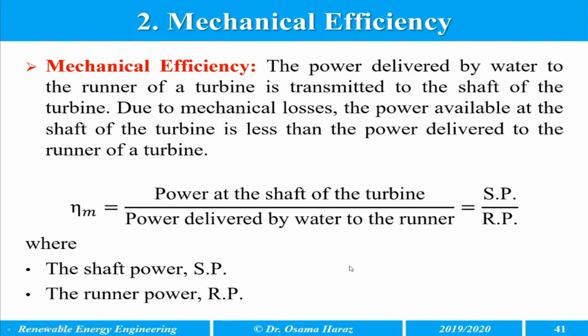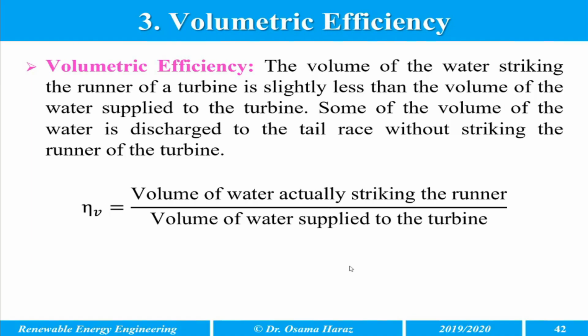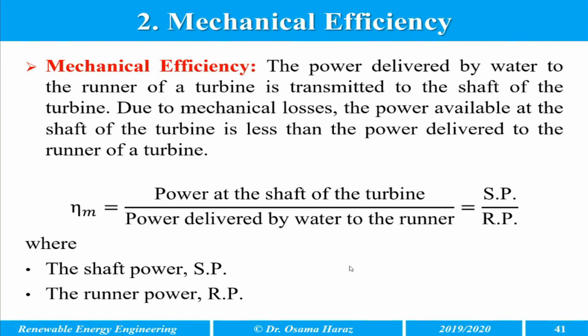The second type of efficiency is called mechanical efficiency. The power delivered by water to the runner of the turbine is transmitted to the shaft of the turbine. Due to mechanical losses, the power available at the shaft of the turbine is less than the power delivered to the runner of the turbine. So the mechanical efficiency is the power at the shaft of the turbine divided by the power delivered by water to the turbine, or shaft power, SP, divided by the runner power, RP. RP is already calculated in the previous slides, so now we need to calculate the shaft power. Once you know the shaft power, you can calculate the mechanical efficiency.